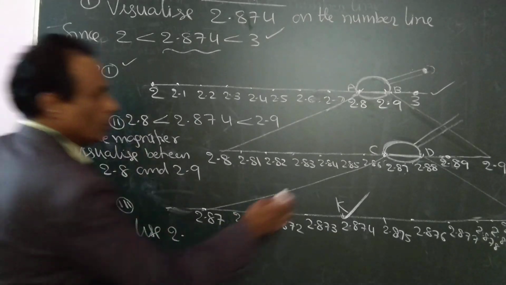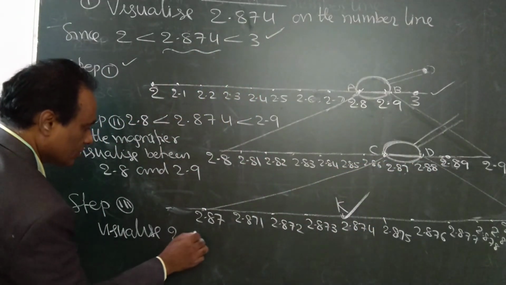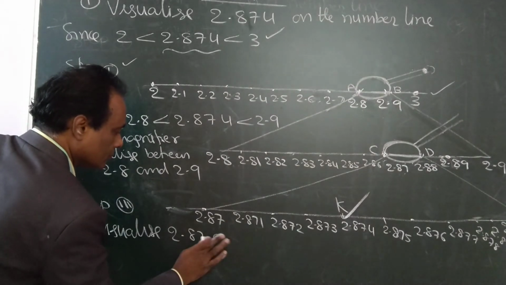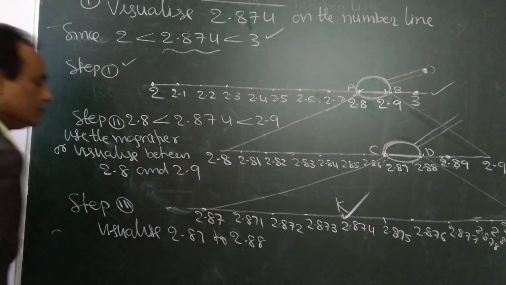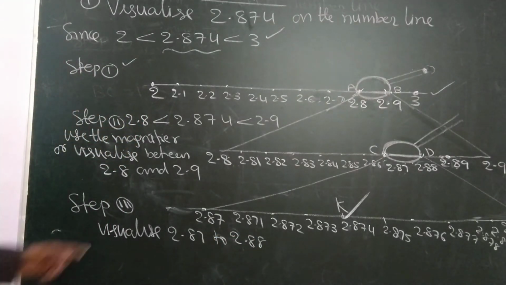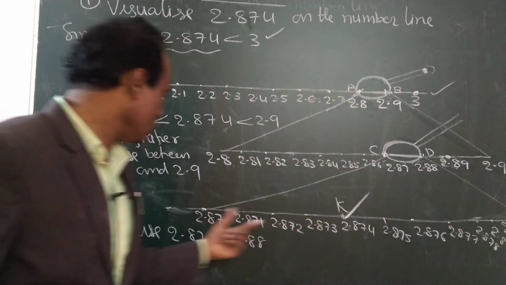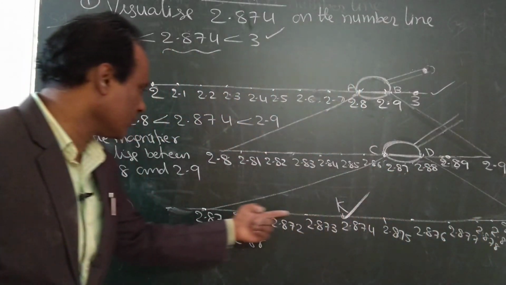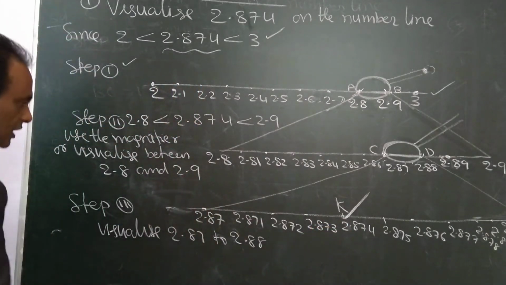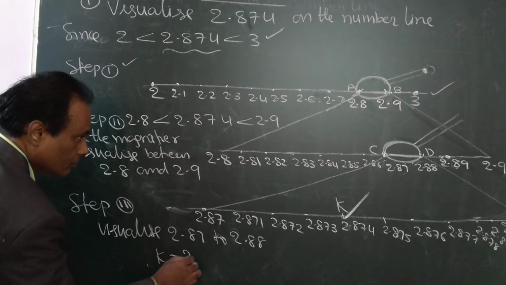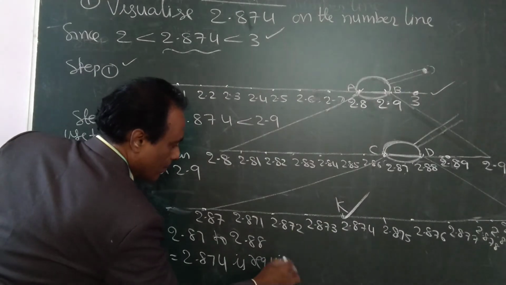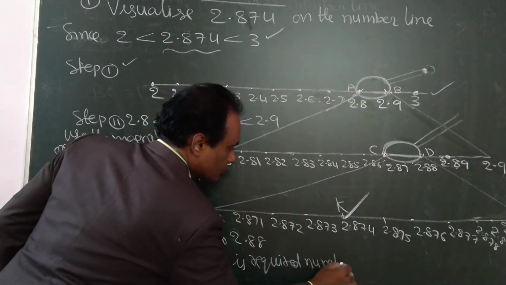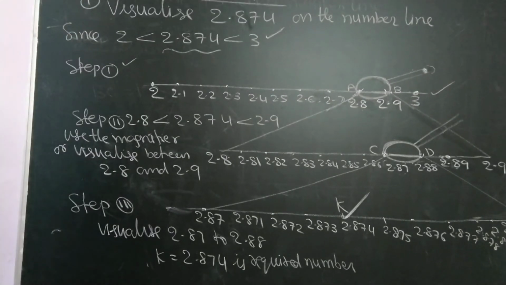Visualize 2.87, 2.88. 2.87 to 2.88 on another number line. So between these two, if you see the numbers are like this, and this is our answer. Write down: required number. In the same way you try the second question, same model.